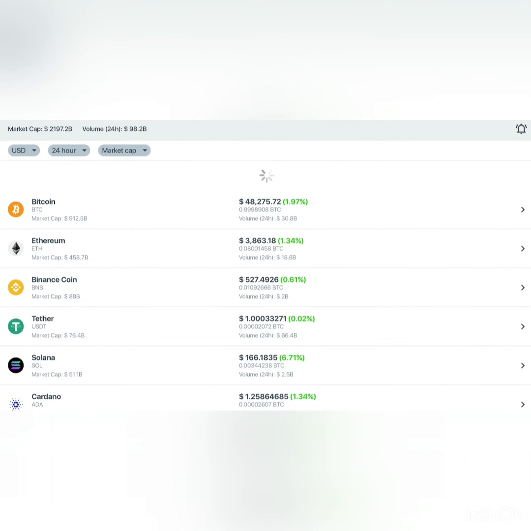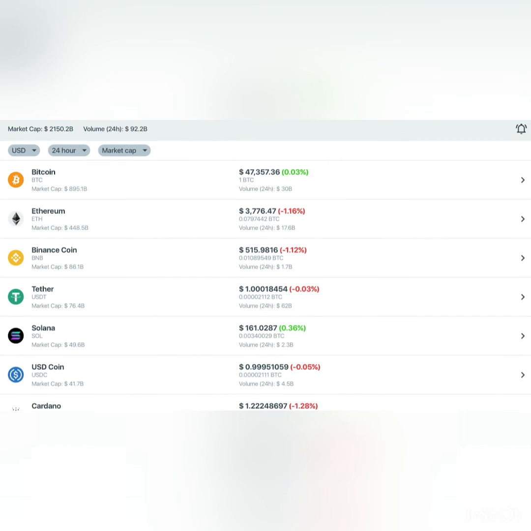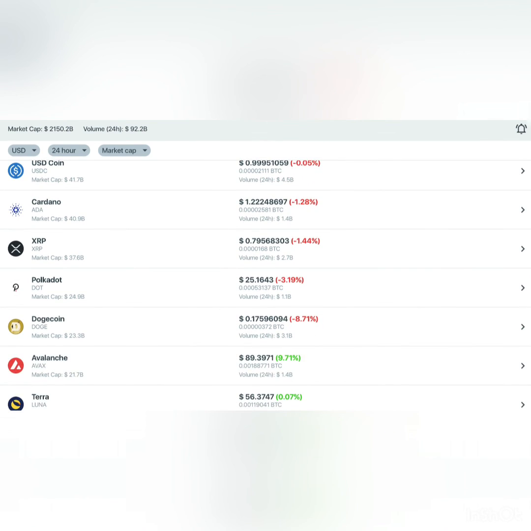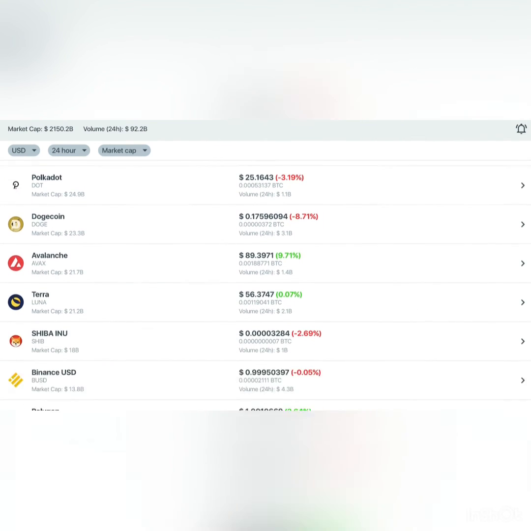So now we look at the market, and Bitcoin is now $47,357 and has gone down about 3% since I was looking a few hours ago. Ethereum is $3,776, minus almost 3%, and the market is in a red line now. Even Dogecoin is minus almost 9%.